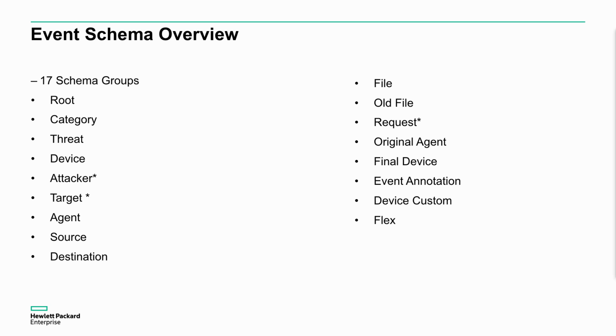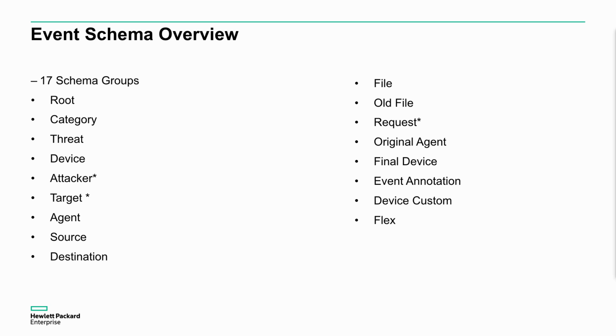You have the agent: how did we collect this? What particular component did we use to collect this data, and what is its name, its location and IP address? The source and destination: where does it come from and where is it going to? That's very much network focused. We have the file: is it referring to a file being processed? Is there something going on? And then there's the old file, which has very specific use cases and circumstances as well.